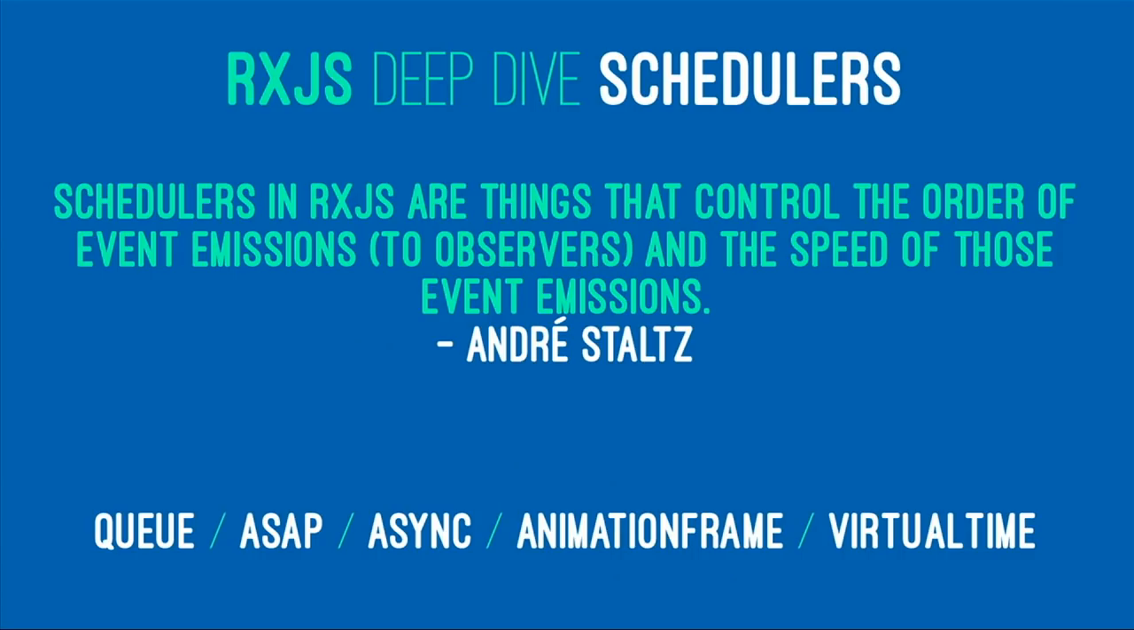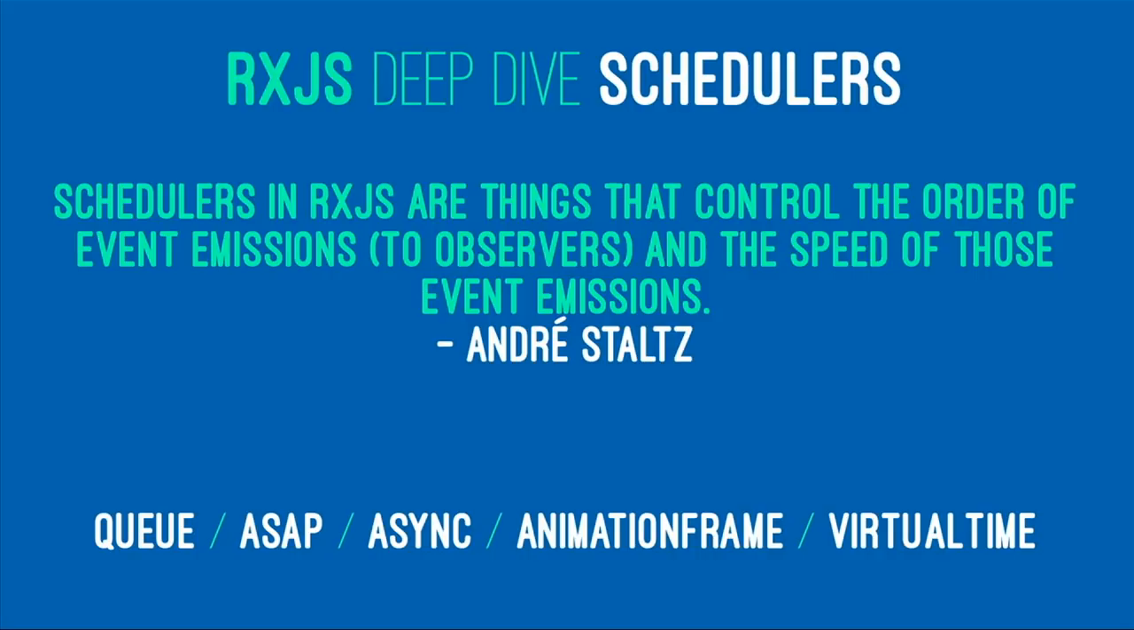Schedulers, from the definition, are the things that control the order of the event emission to observers and the speed of those event emissions. And this is really powerful. We don't have that in MobX. We don't have that low-level control.